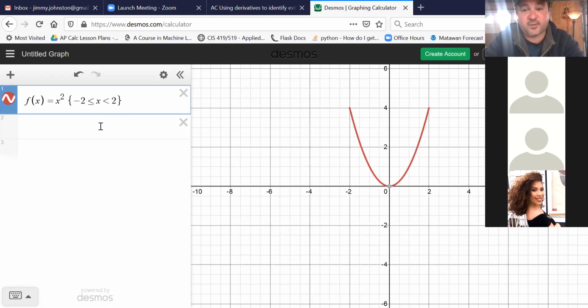So notice the difference here. Notice this fine detail. This is a half open, half closed set. The left side is closed. We're including the endpoint -2. The right side is open, and it does not include it, right? So 2 is not a part of this domain. Now the question is, what are all the local maxes and mins? What are all the global maxes or mins?